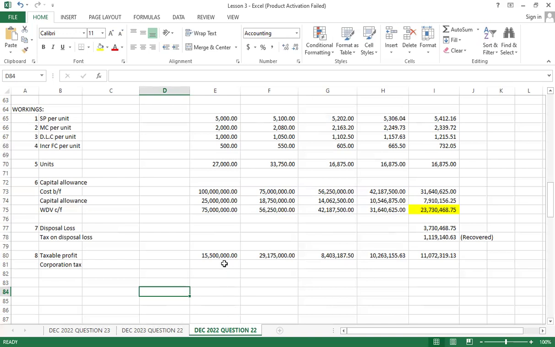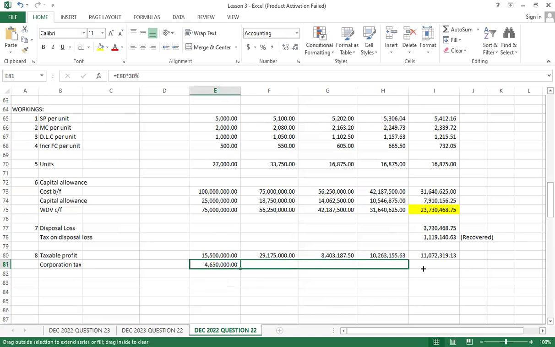The corporation tax is, of course, the taxable profit, the 15.5 times our taxation rate, which is 30%. That comes to about 4.6 in year one. So drag the formula to the last year so that, in the same manner, you compute for the other years.